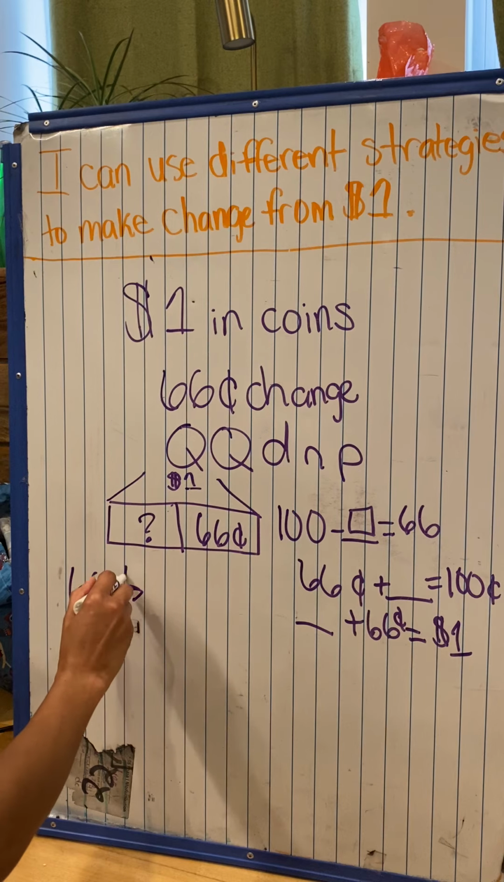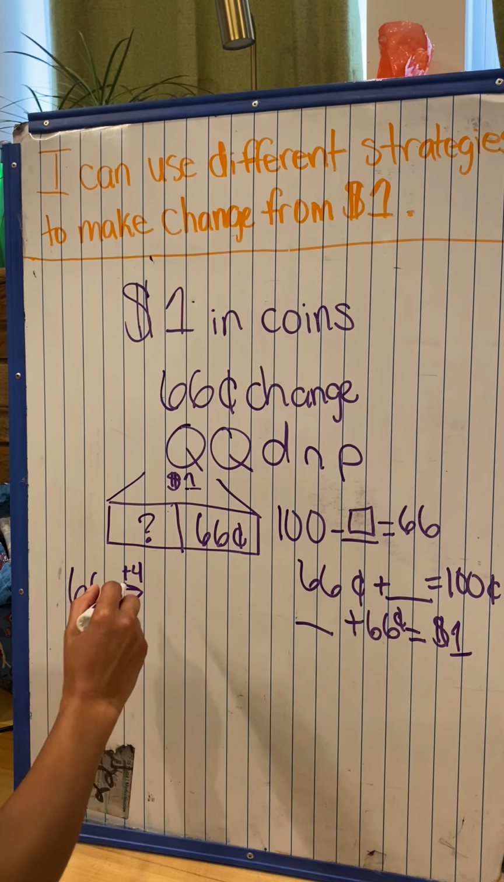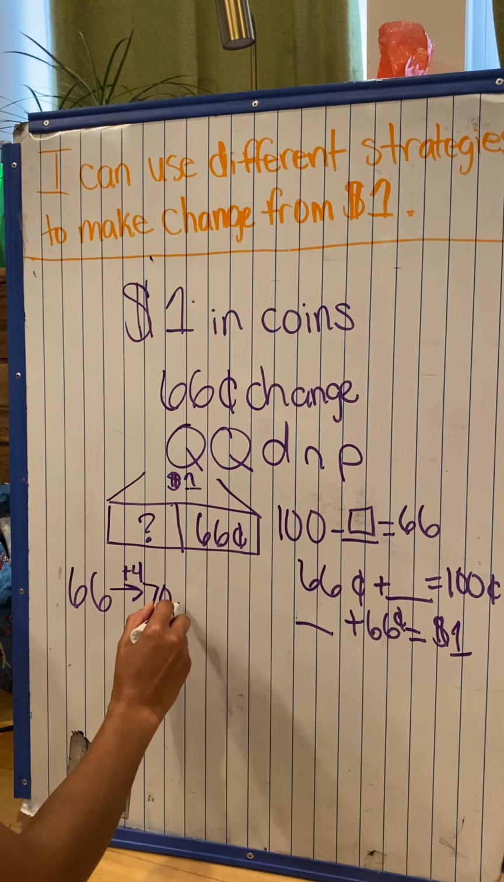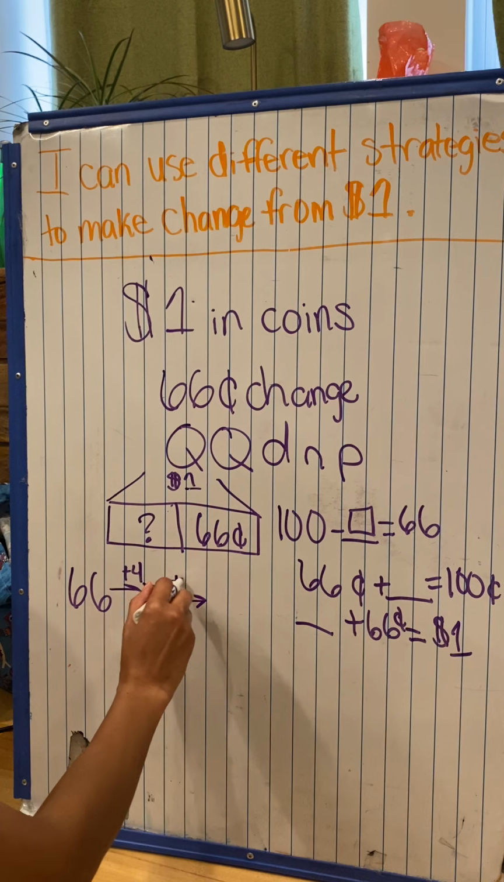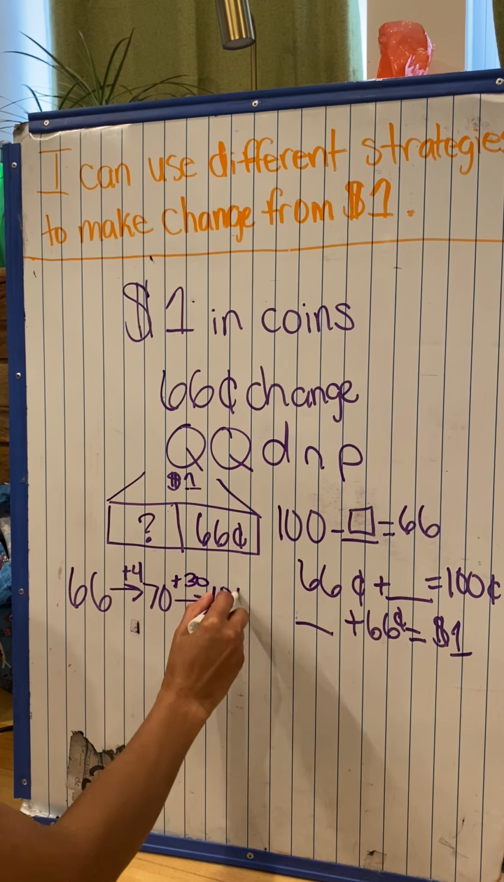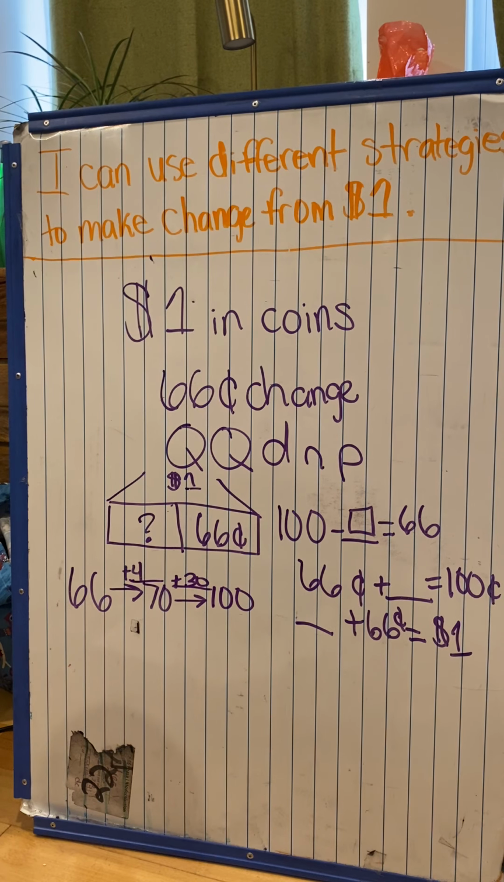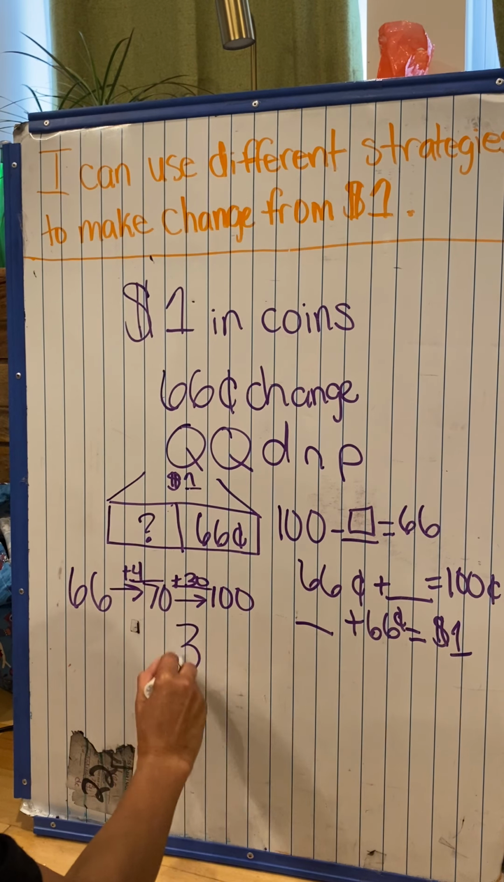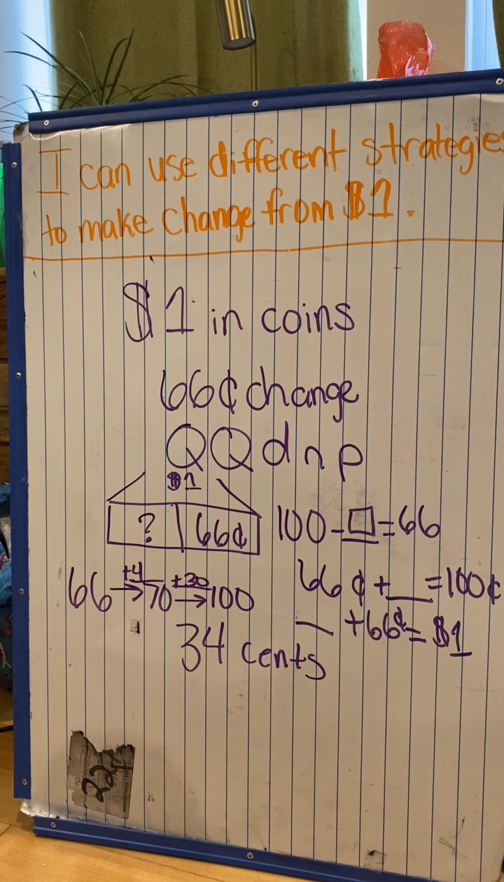So again, make our friendly number. We needed 4, which will give us 70 cents. 70 cents plus 30 equals 100 cents. So 30 plus 4 equals 34. 34 cents. So we know she spent 34 cents at the store.